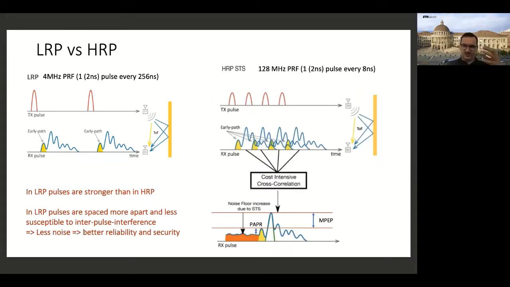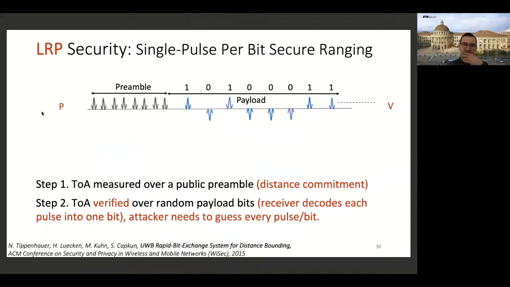So in general, this is good because it immediately leads to better reliability and security. Your thresholds are wider, and you get more robustness to adversarial injection. But this is of course not the only thing that we get out of it, because we also get stronger pulses, right? So if we have stronger pulses, suddenly our secure ranging becomes also simpler to understand. So here's how the security of LRP operates.